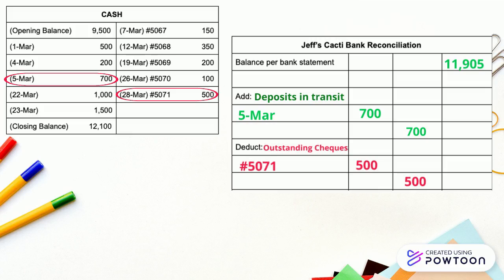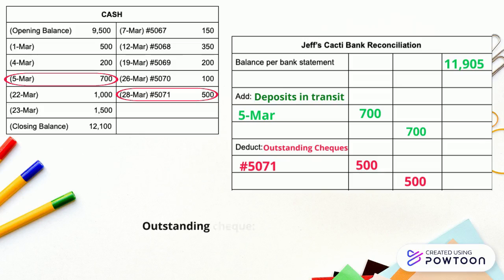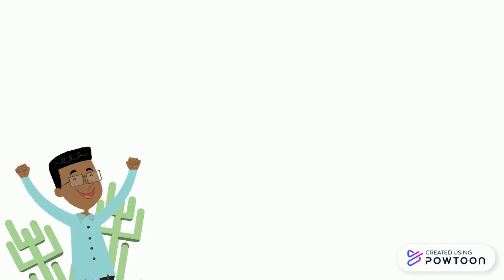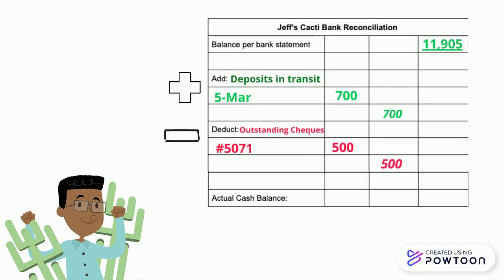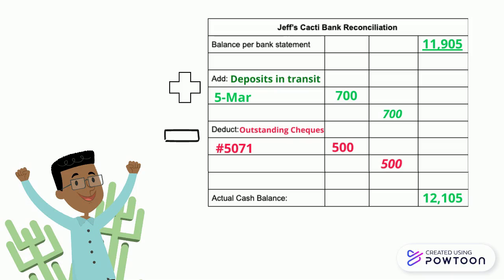These deposits are called deposits in transit, which means they have not been cleared into the business's bank account, and outstanding checks, which means they have not been cleared out of the business's bank account. After adding the deposits in transit and deducting the outstanding checks, the actual cash balance that Jeff can record will now be $12,105.